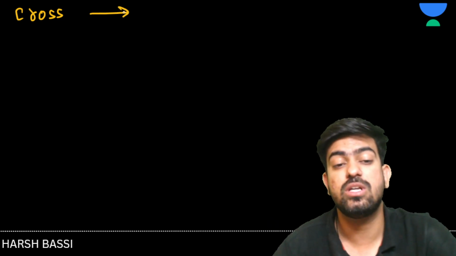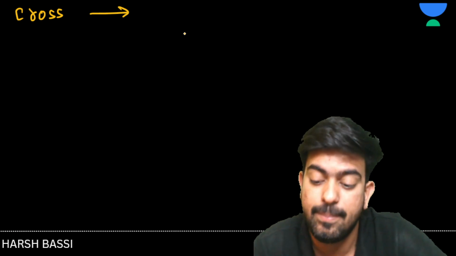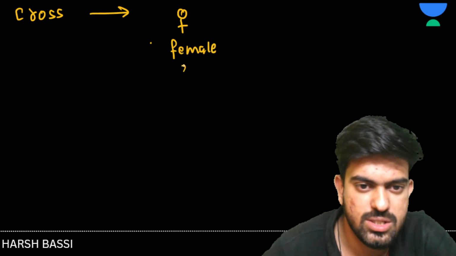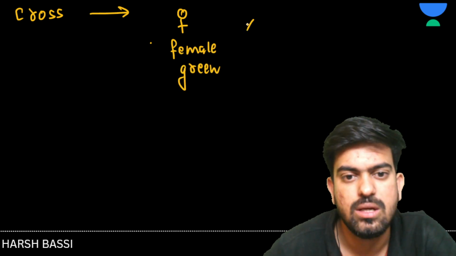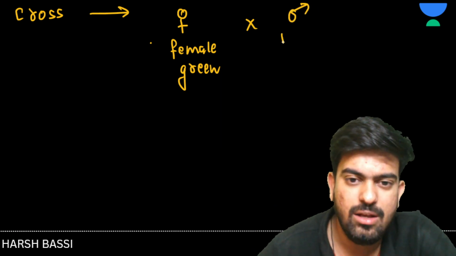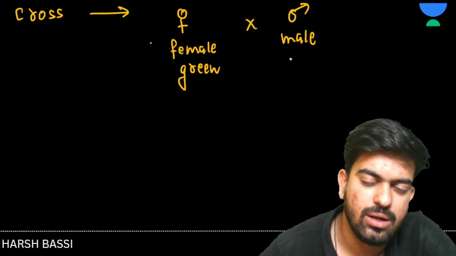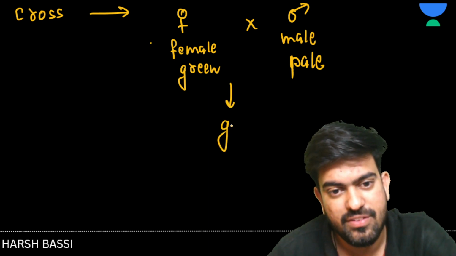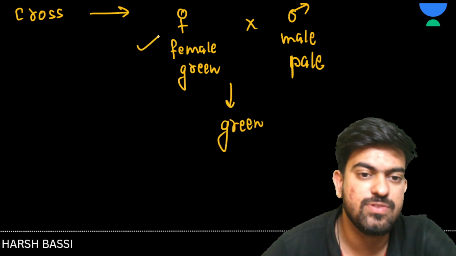Now we are doing the cross. Which cross, sir? Between the female, which is green in color, and a male, which is pale in color. So a female flower, which is green in color, and a male parent, which is pale in color. But whatever happens, the child will be green. Why? Because the female is green.